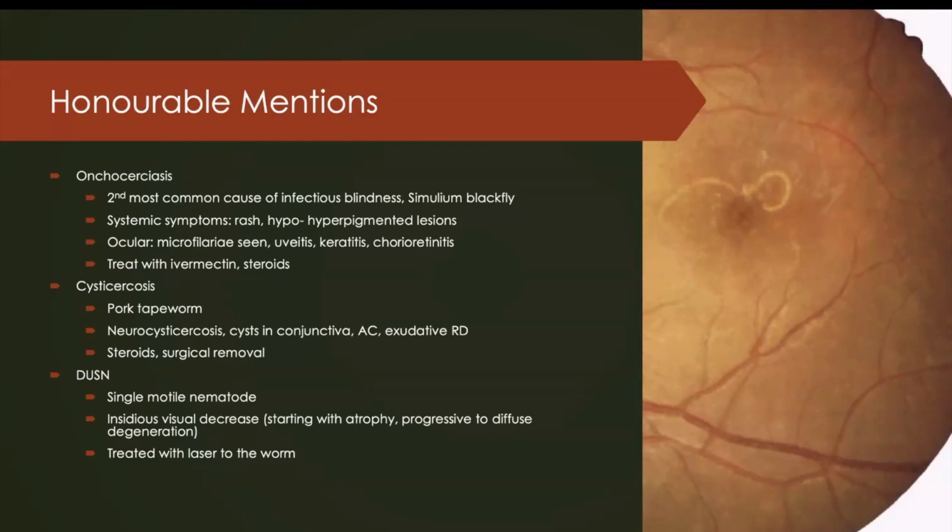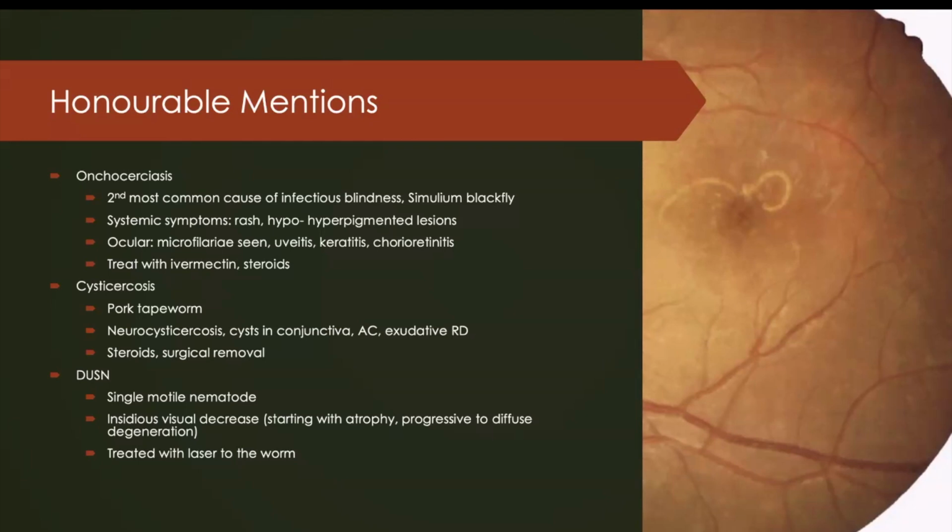So cysticercosis, this is a pork tapeworm. It can either present in the brain, but you can also actually see the cysts on the slit lamp, either in the conjunctiva or again the AC. Those cysts can actually lie underneath the retina, causing an exudative retinal detachment. And again, you're either going to surgically remove these, either with a washout, for example, and some steroids to help reduce the infection.